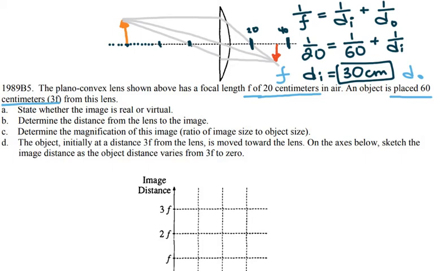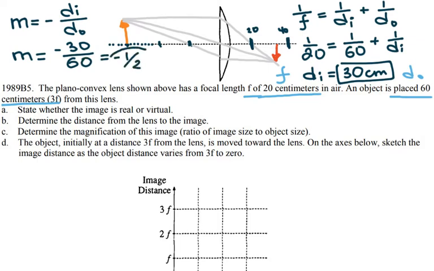And for the next question, they say determine the magnification of this image. So for magnification, I have the magnification formula, which is negative di over do. So the magnification is equal to negative 30 over 60. And so that gives me negative 1/2. So the image is 1/2 of the size of the object, appears to be. The negative sign again justifies that the image should be inverted.